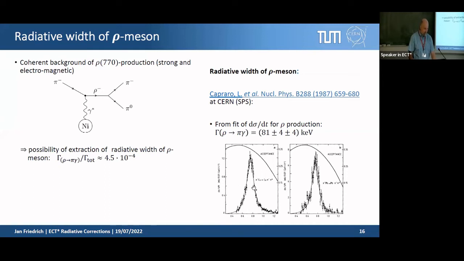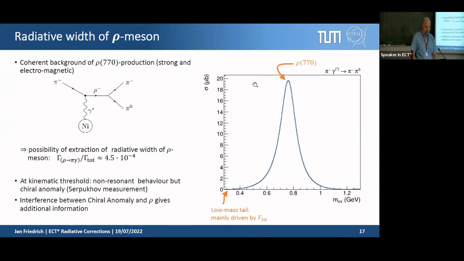Still, this is quite limited in statistics, and with the COMPASS data, just to give a number, we have about a factor of 100 more data there. So here we should be able to give quite a precise value on the rho radiative width if we get all the systematics under control.